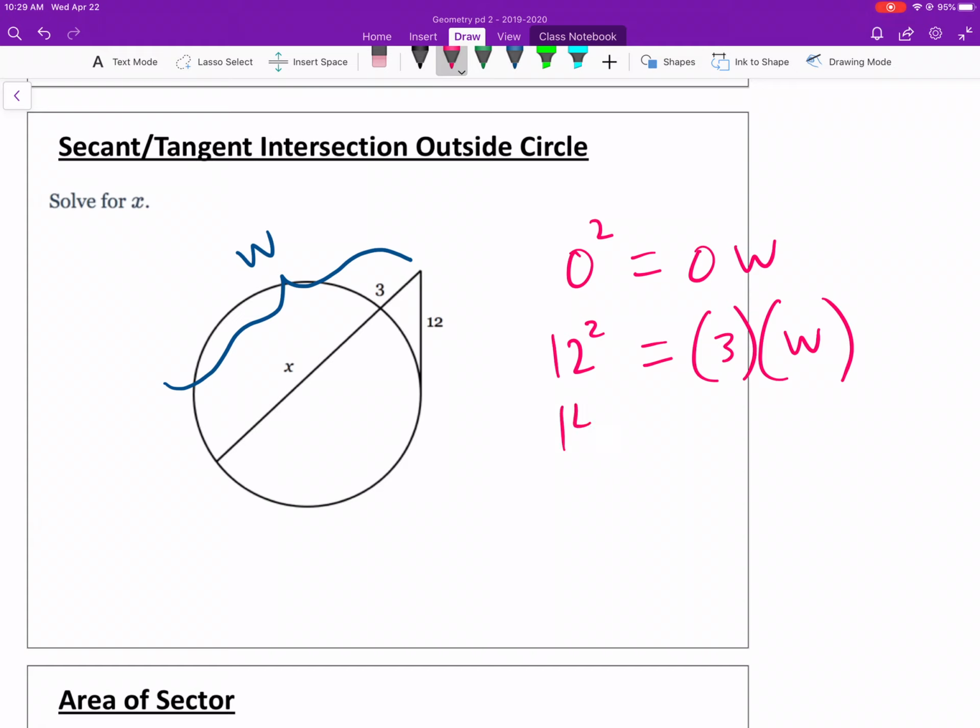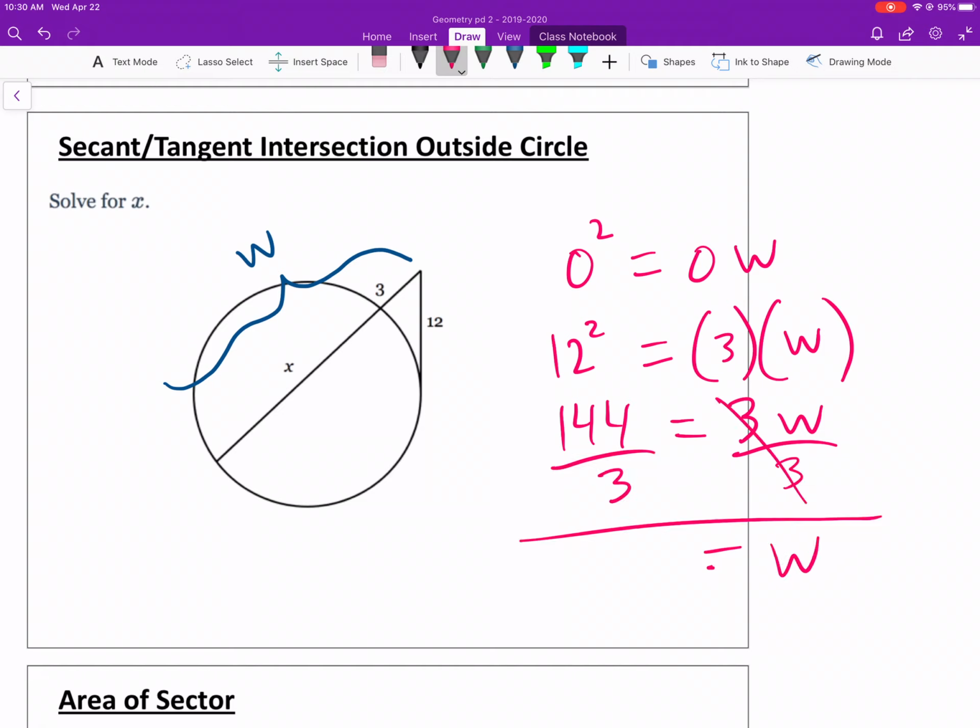So 12 squared is 144, is equal to 3 times W. Divide by 3. And we get W, the whole piece, is equal to 48. Be careful, don't use 48 as your answer. That's W. So x is equal to 48 minus 3, and you get 45. Now you can, I'm not saying don't, use the whole expression and say it's x plus 3. It's up to you. But remember, if you're thinking about it logically, I solve for the whole thing, and then I just take off the 3. That'll enable me to find x.